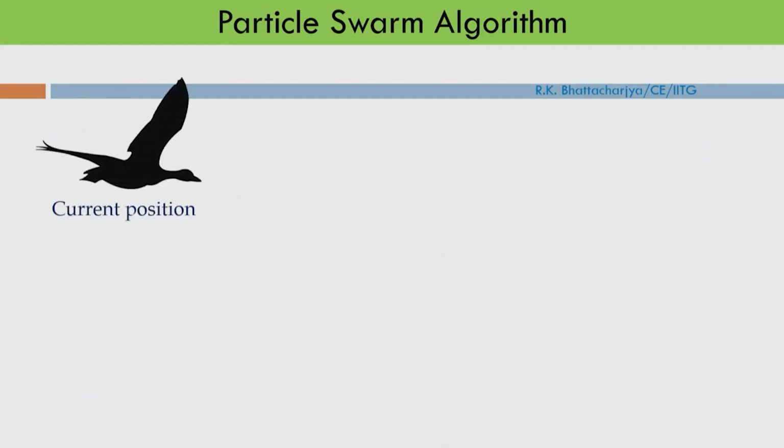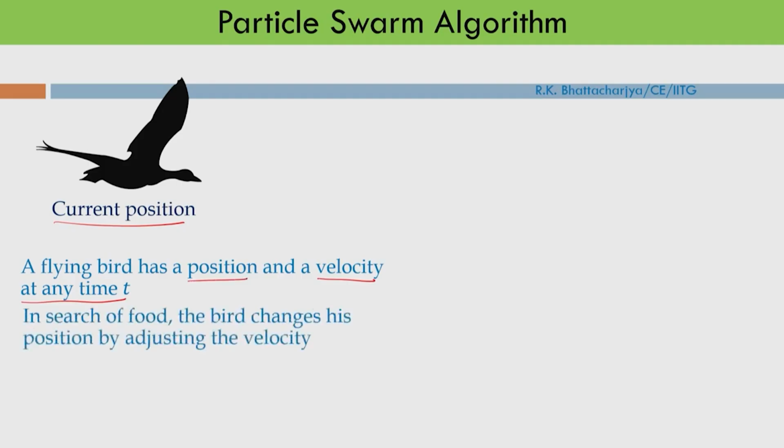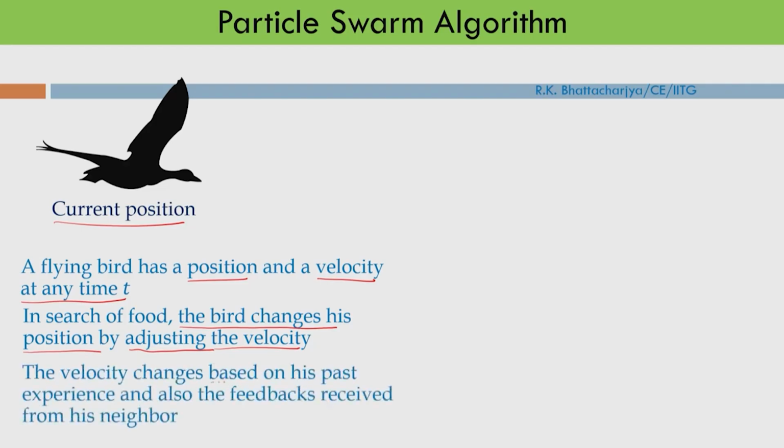Suppose this is the current position of a flying bird. A flying bird has a position and a velocity at time t. So this is the current position, and he has a velocity and also a position. In search of food, the bird changes his position by adjusting the velocity. Velocity means he will change his speed as well as his direction. The velocity changes based on his past experience and also the feedback received from his neighbors.